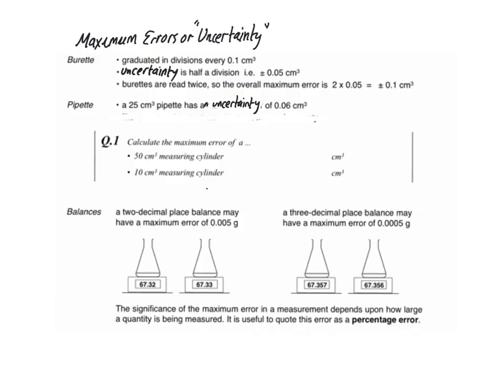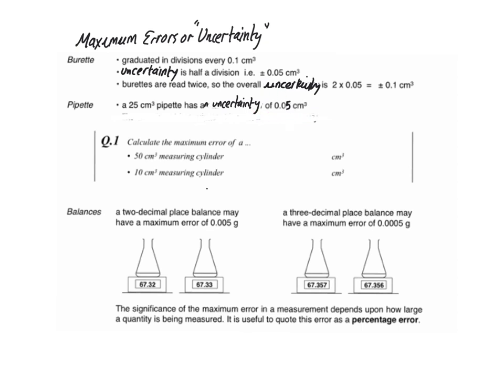Now, since you read the burette twice, at the start, the initial reading, and the end reading, you double the uncertainty. So the overall maximum error or overall uncertainty is plus or minus 0.1. Remember that the words maximum error and uncertainty are interchangeable. So let's now make the assumption that the pipette that you were using in your experiment had an uncertainty of 0.05 centimetres cubed. That's also going to be the overall uncertainty, because you only measured out once.